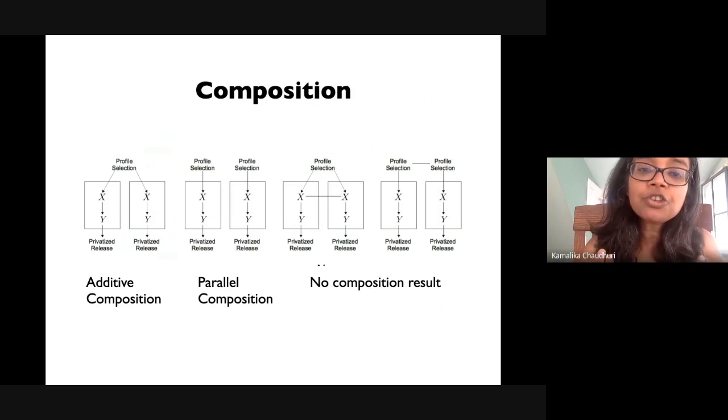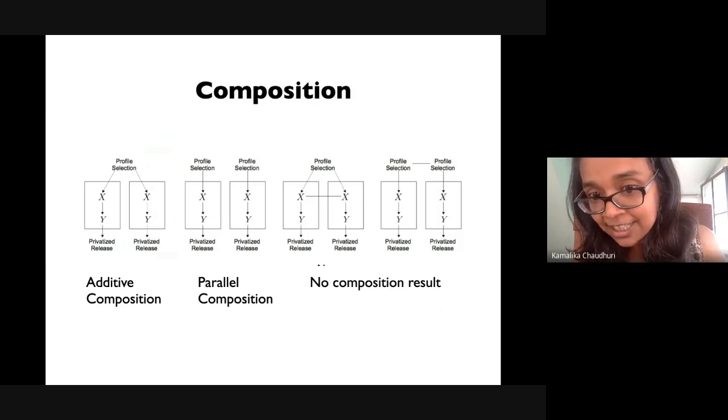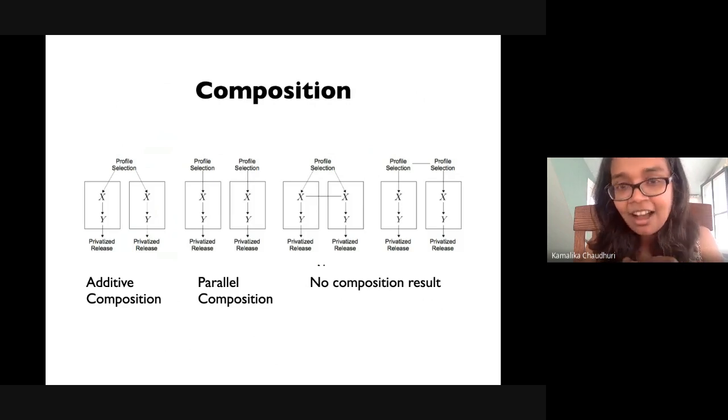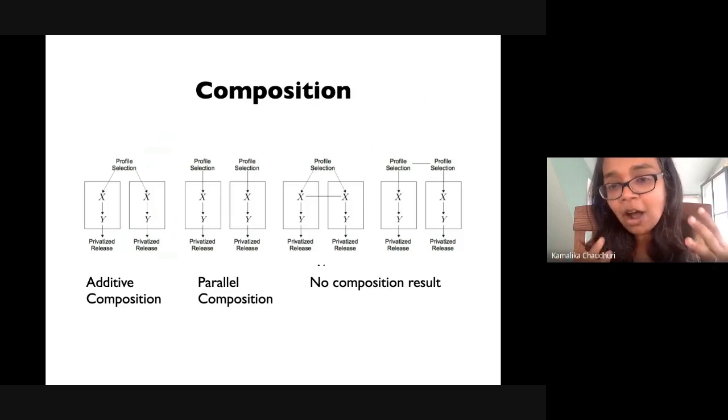In fact, what we can show is if the profile selection is independently done, then you can get parallel composition style results. If you know that you are selecting the same profile, then you can get sequential composition style results. But if the profile selection between different iterations is done in super complicated ways, then we can't show anything.